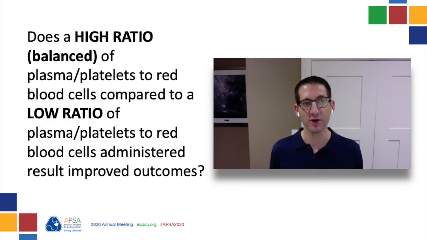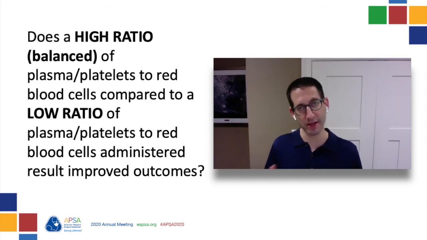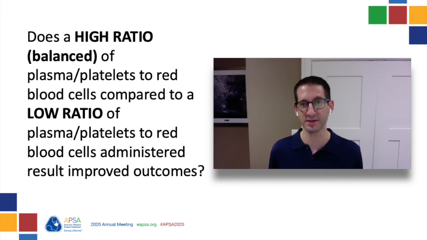The third PICO question really tried to get to the heart of the ratio. So how do we best resuscitate these patients? Which products and at what ratio should we administer them? And the PICO question at hand was, does a high ratio or balanced ratio of plasma and platelets to red blood cells compared to a low ratio or unbalanced ratio of plasma and platelets to red blood cells result in improved outcomes? Of the almost 1,500 studies that we identified, we were able to find 7 that we were able to include in our analysis.